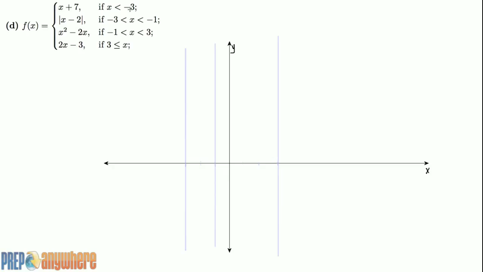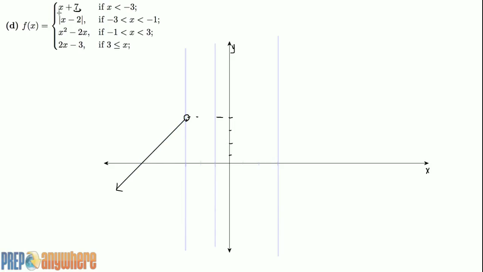Now, before -3, it's x plus 7. Okay, so that means that it has a y-intercept of 7. So what is the value when it's -3? It's 4. Okay, so 1, 2, 3, 4. So you can include that, and draw the line with slope of 1. So it looks like this.